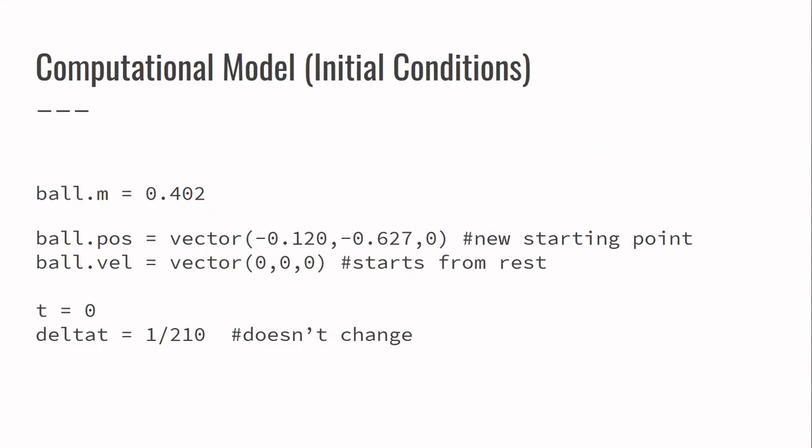In order to create a computational model, we first need to set the initial conditions. We're going to model the object as a ball, and we set its mass, initial position, and initial velocity here. We also set the delta t, used later in the calculation.